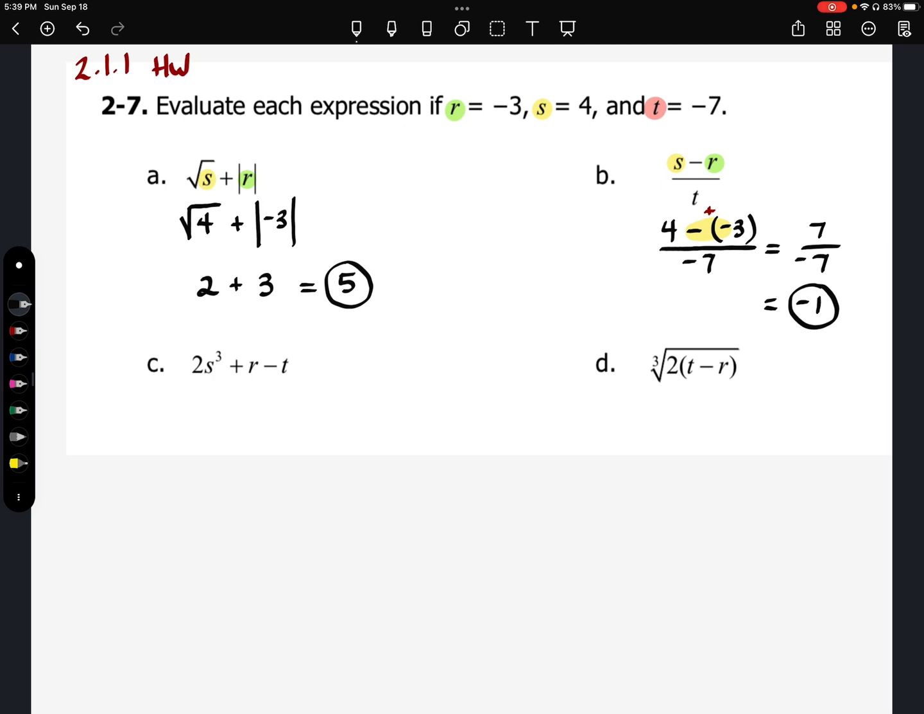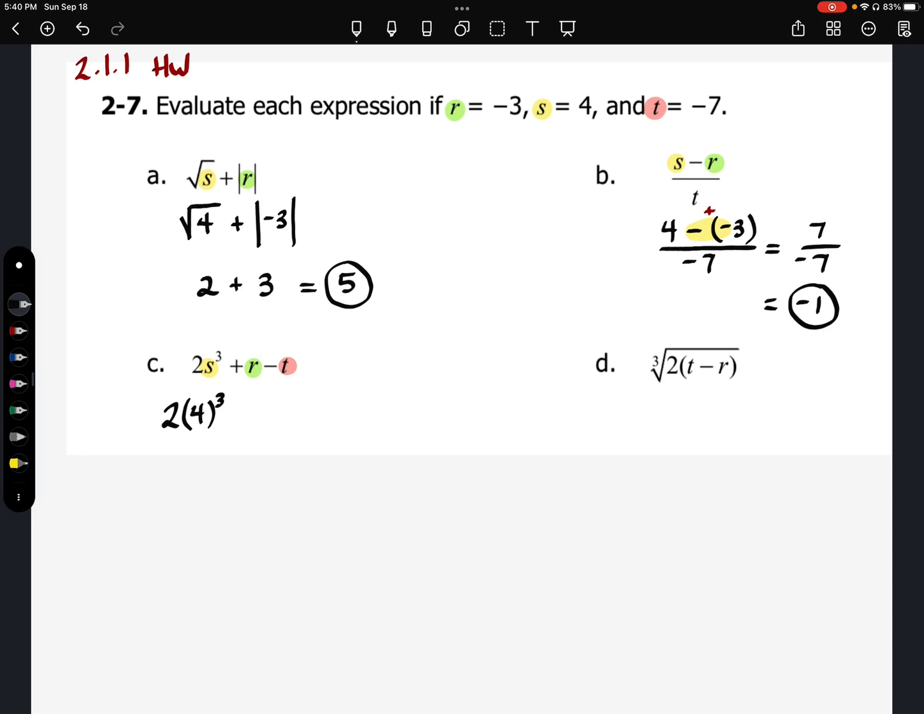For letter C, we have 2s to the third power plus r minus t. So we've got s, we've got r, and again we have t. Let's substitute in our numerical values for those variables. We have 2 times, so instead of s, we're going to put in a 4 to the third power, and you're going to want to put parentheses around that 4. Right now, 4 is the base, 3 is the exponent. So the only thing being raised to the third power is the 4.